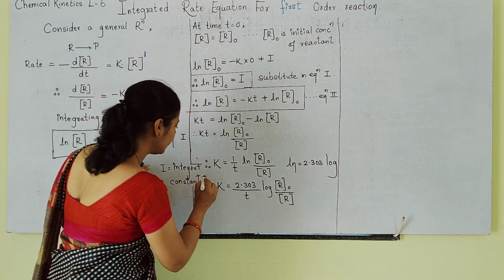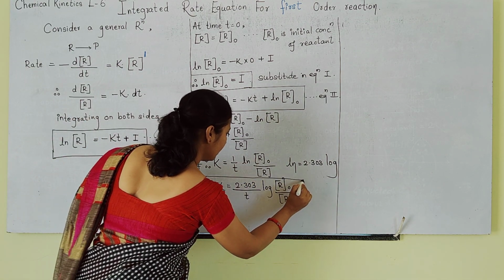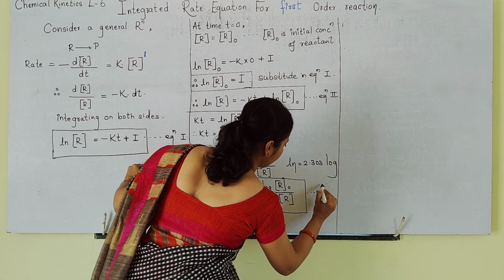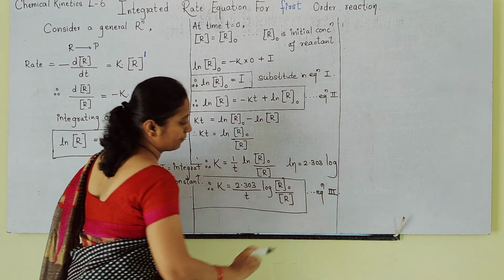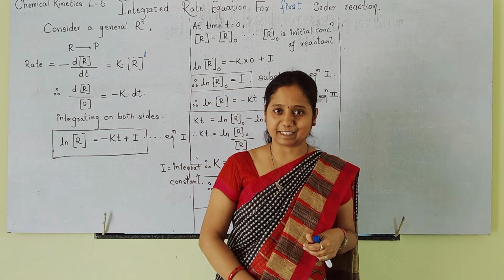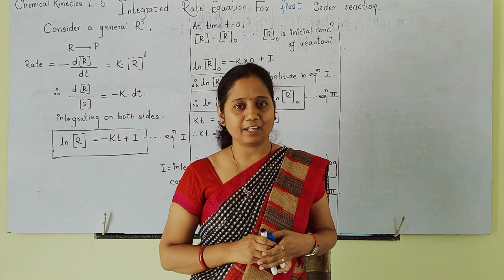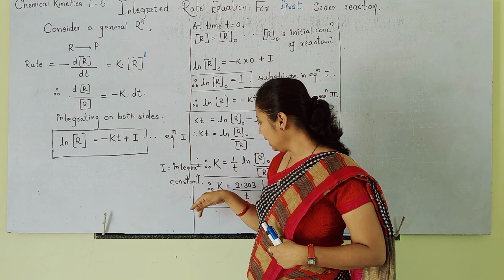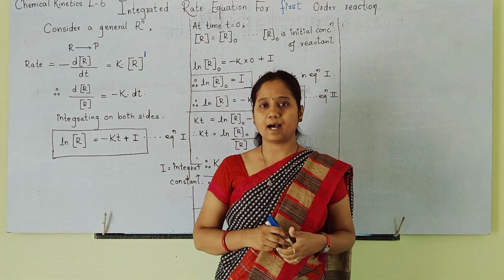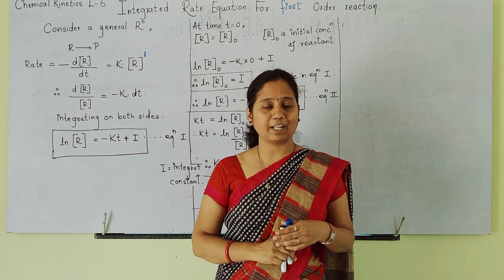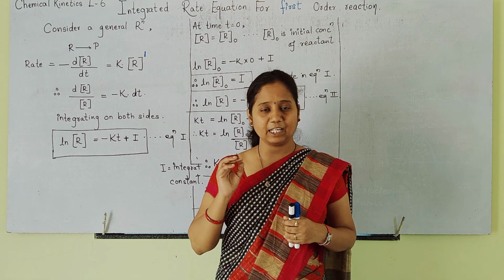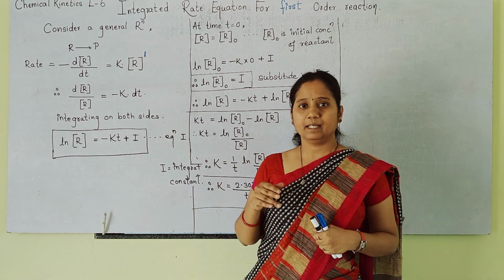And this is our equation number 3. Whenever we solve problems, we need this equation number 3. For first order reaction, your equation will be k is equal to 2.303 by t log of r naught by r. For zero order you had k is equal to r naught minus r by t. Remember this equation number 3 properly.